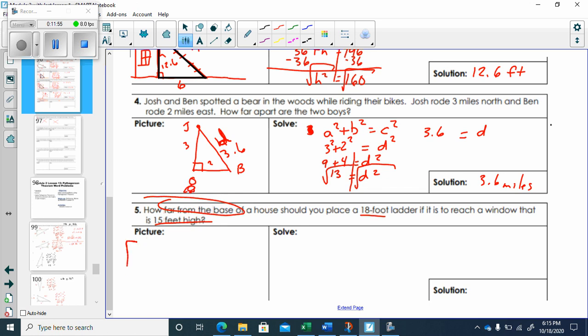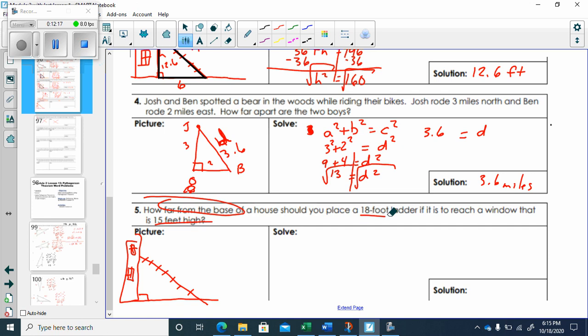So let's draw our house, okay? I just usually draw something that looks like a building, and I put my windows there so I know it's my building. You don't have to go that far. I draw the ground because this is where my right angle is. And here's my ladder, okay? Put little rungs on my ladder so you can see my little ladder.